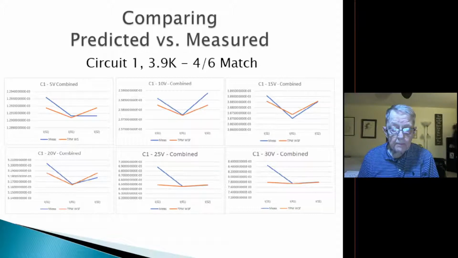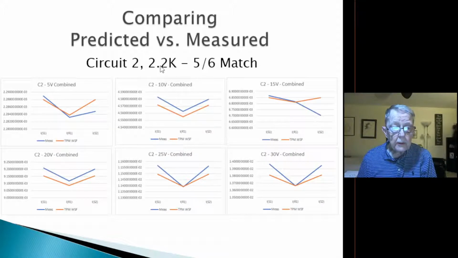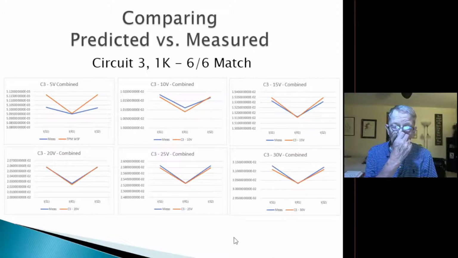Circuit number 2, we used a 2.2K resistor, and this one was clearly wrong. All of these have a V shape, but this one didn't. This value appears to be wrong, so this is bad. I'm claiming 5 out of 6 are good. And finally, the third circuit with a 1K resistor. They're all V-shaped. This one is a little further off than the others, but this one is almost dead on. Amazing how close that is. And I'm claiming a 6 out of 6 match.